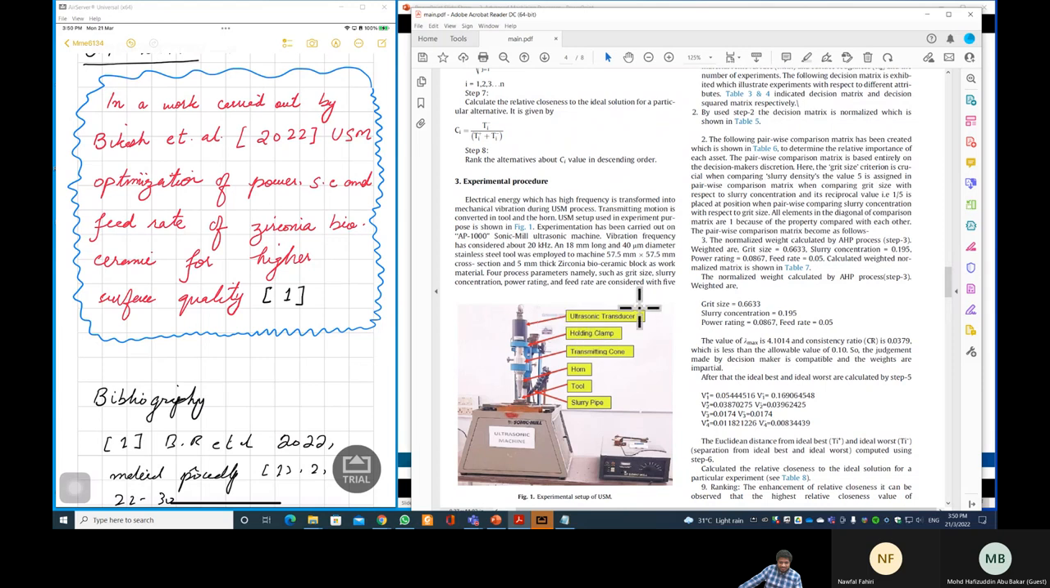This is their machine. So they've got an ultrasonic transducer, holding clamp, transmitting cone, the horn. The horn is the tool holder, and the slurry pipe.